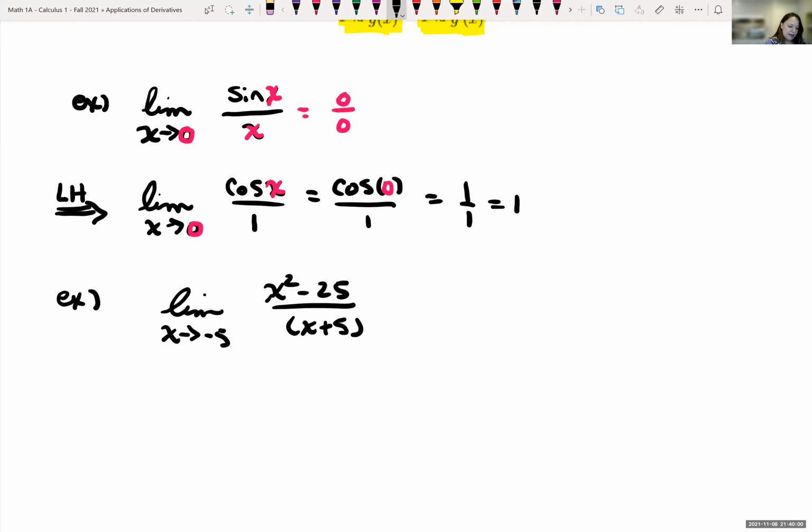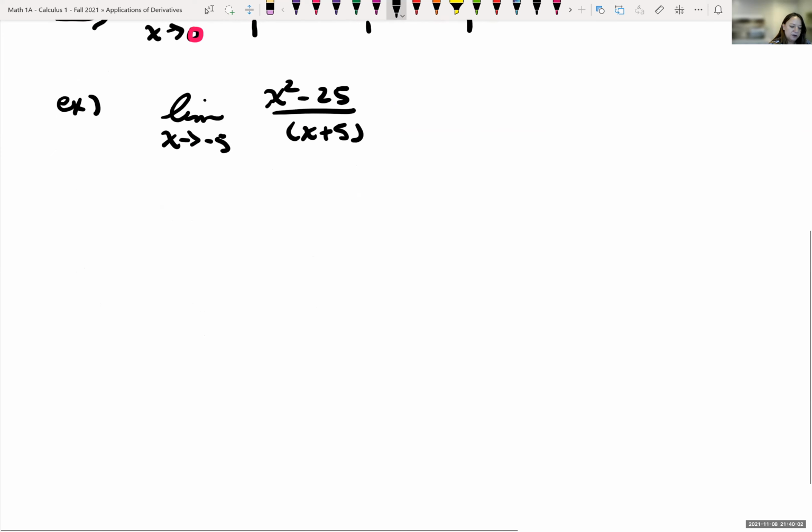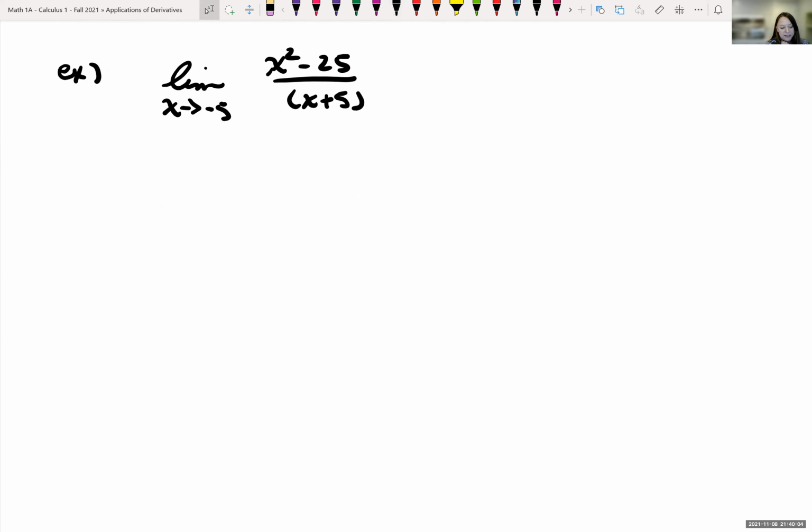Our next example, we're looking at the limit as x is approaching -5 of x squared minus 25 all over x plus 5. If we did direct substitution and plugged in -5 wherever we see an x, we're going to get the indeterminate form of 0 over 0. So -5 quantity squared is 25, 25 minus 25 is 0, and -5 plus 5 is 0. So that didn't tell us anything.